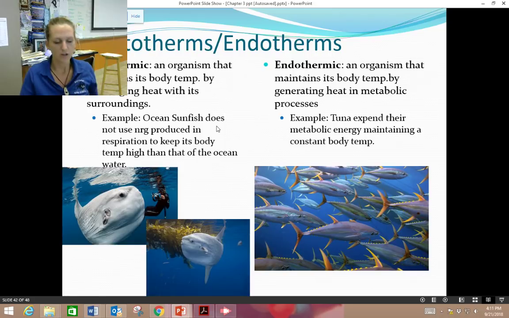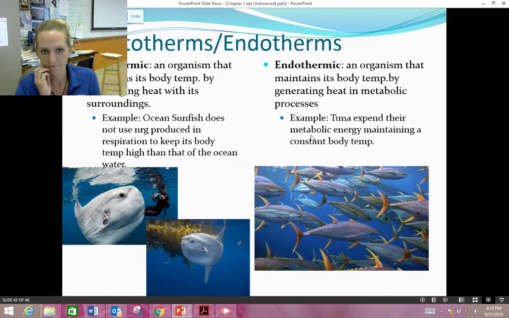Okay. So the sunfish typically is going to take on the temperature of the water around it, but it is not in cold areas. Endotherms. These are organisms that maintain their body temperature. That's what we do. Generating heat in the metabolic processes in respiration, making heat. Tuna expend their metabolic energy maintaining a constant body temperature. And tuna can be in cold water and they can be in warm water because they maintain a body temperature.